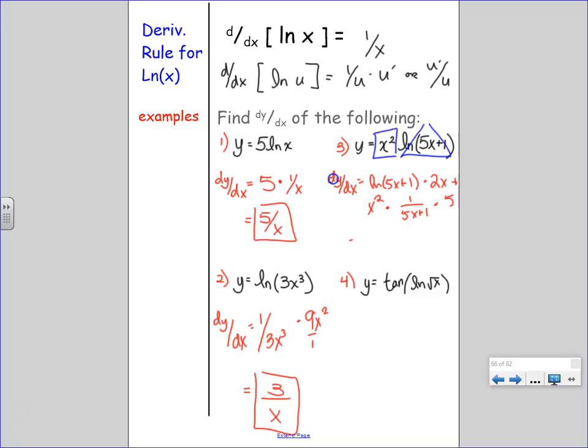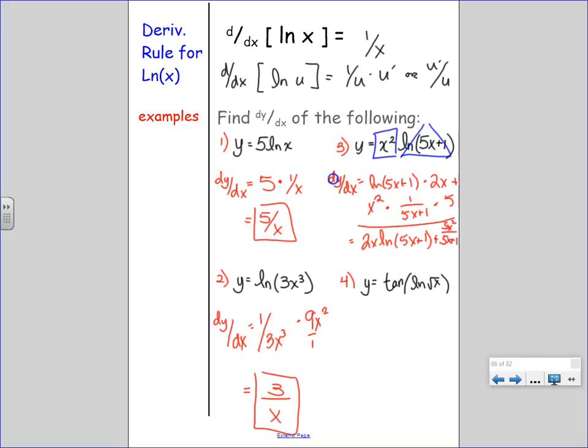Now, how do we rewrite it to make it look pretty? Well, I'm not sure if it's pretty. But that 2x should probably come in front, right? Plus, how can I combine all that second stuff? 5x squared. Good. The x squared is like over 1. The 5 is like over 1. So I can put 5x squared up top over 5x plus 1.